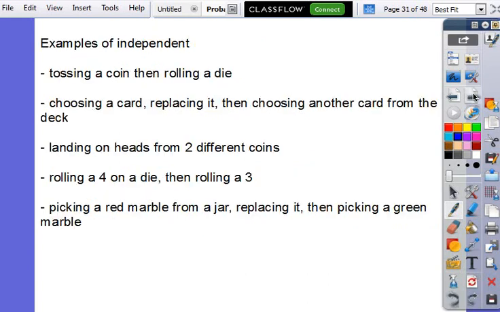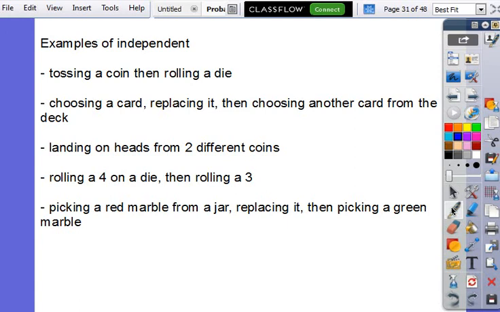Examples of independent ones: tossing a coin and rolling a die. When I flip a coin and then roll a die, does flipping the coin affect what I get when I roll the die? No, not at all. So those would be independent. Choosing a card, replacing it, and that part is important, and then choosing another card. That's what we've been doing so far with the deck of cards problems. We hadn't said it, but that's what we've been doing.